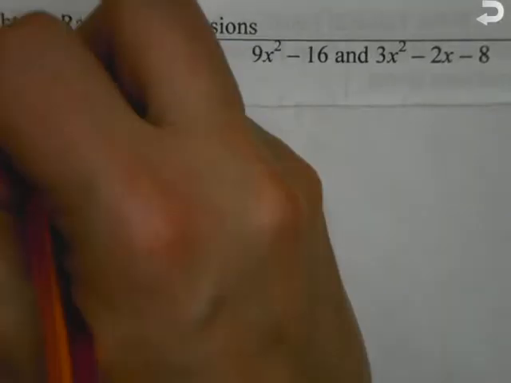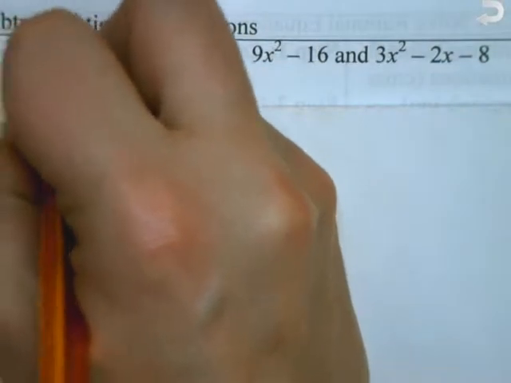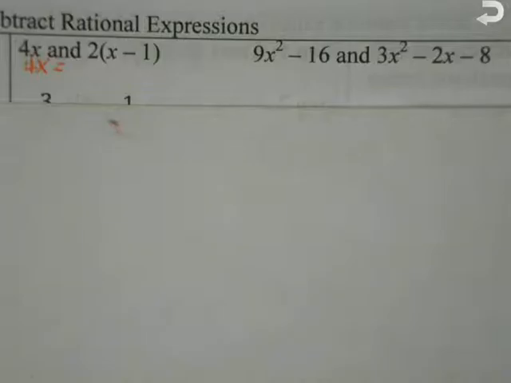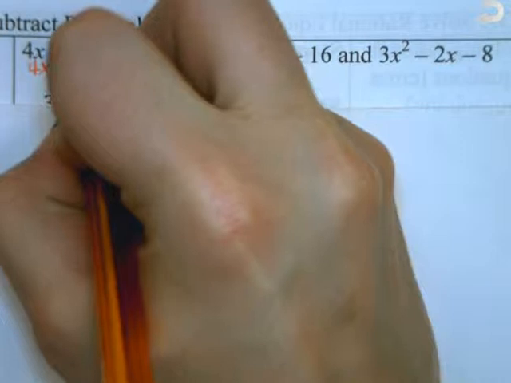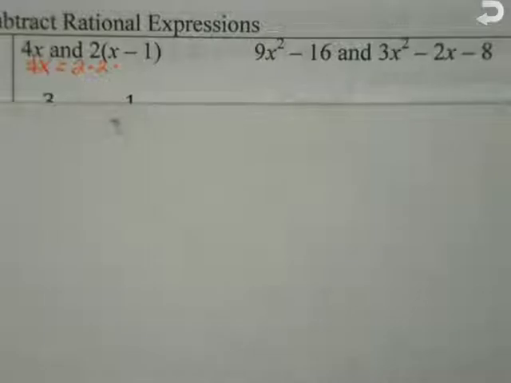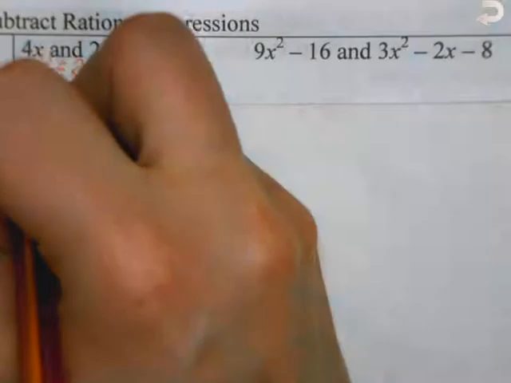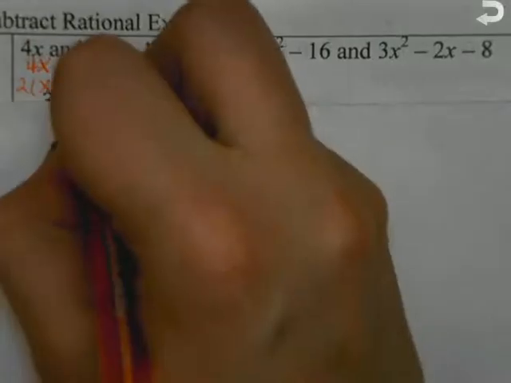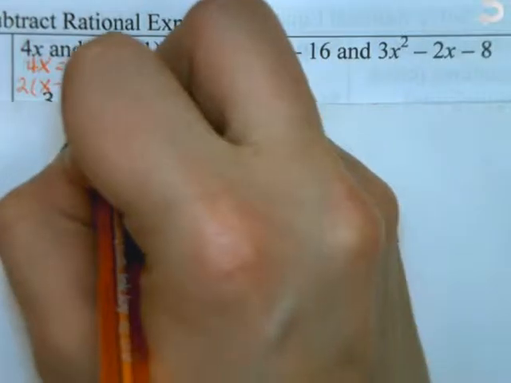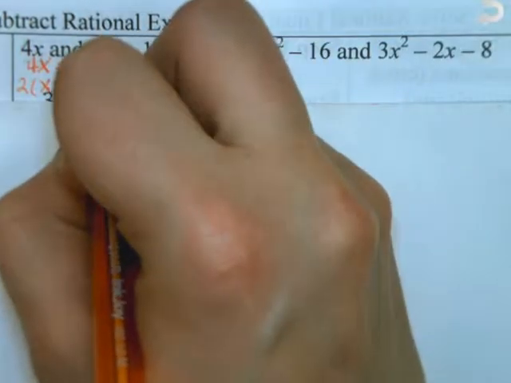So we want to take here 4x, and we want to break 4x down as much as possible. How does the 4 break down? 2 and 2. So this is 2 times 2 times x. And then 2 times x minus 1 is actually kind of nice for us. It breaks down to 2 and x minus 1. So we leave them separated.